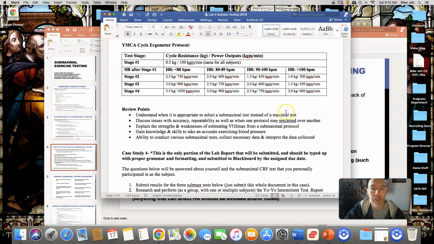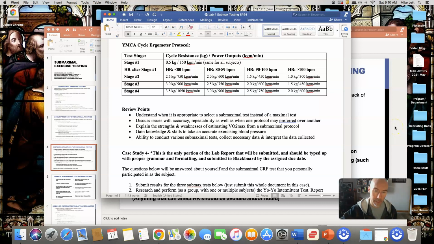All right, strengths and weaknesses of estimating VO2 max from a submax protocol. Strengths, this kind of goes back to the appropriateness, right? The strengths are, you're not going to be doing maximal exercise, and that could be more appropriate for most people. Weaknesses could be, it is an estimate, there is an error that is fairly large, plus or minus 5 to 10 ml per kg per minute. That is the error that is associated with submax testing, so that would be a major weakness.